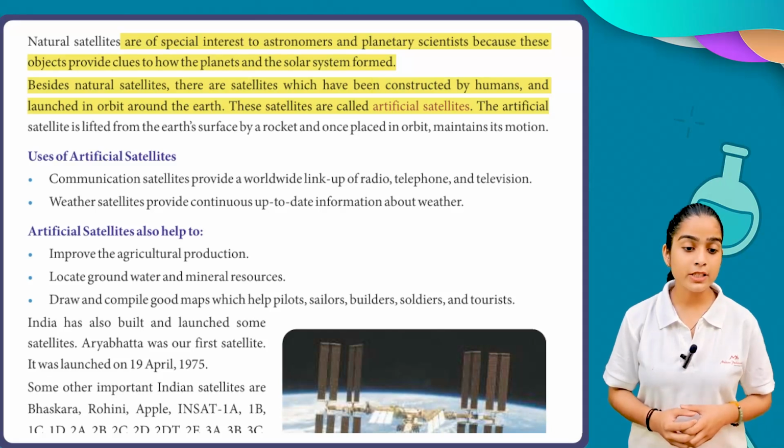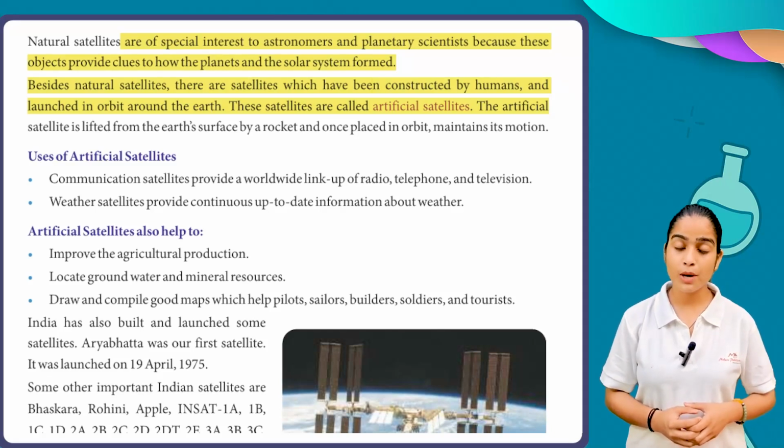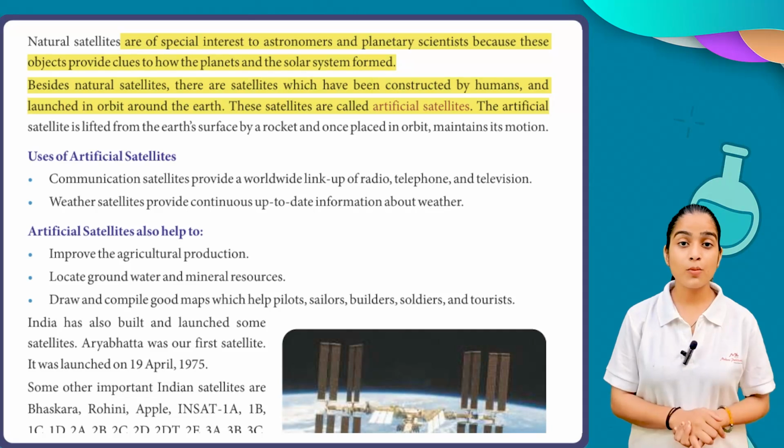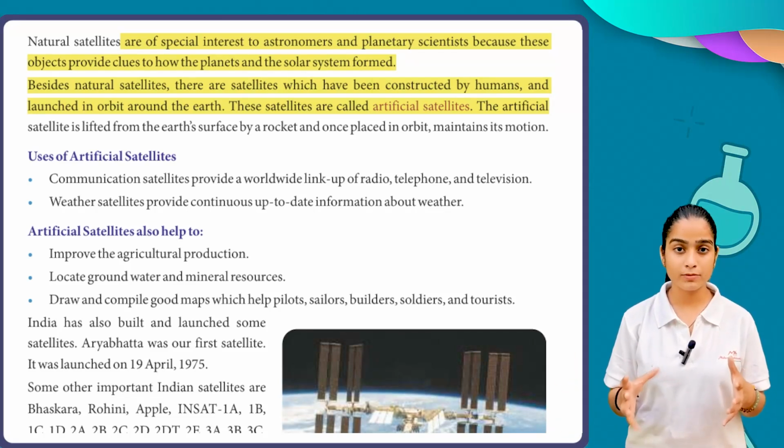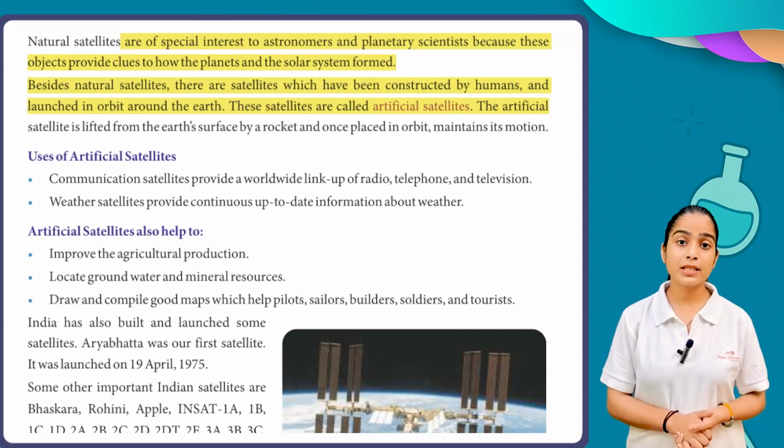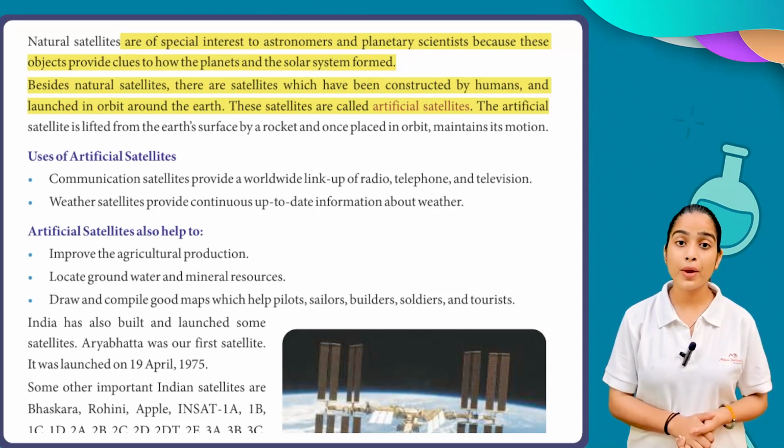Now, satellites also provide continuous up-to-date information about the weather, so we can also assume about the weather, whether it is a rainy day or a sunny day. You see it in Google Weather. So with the help of these satellites, we have pre-assumptions about the weather as well.